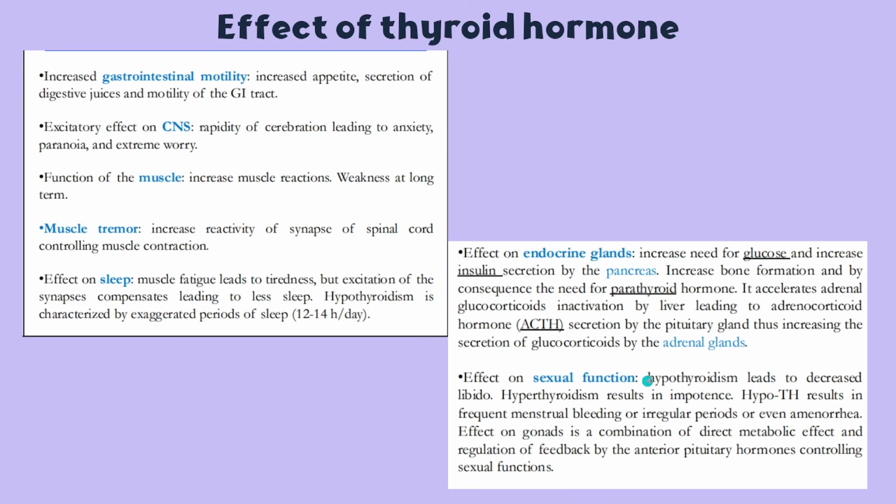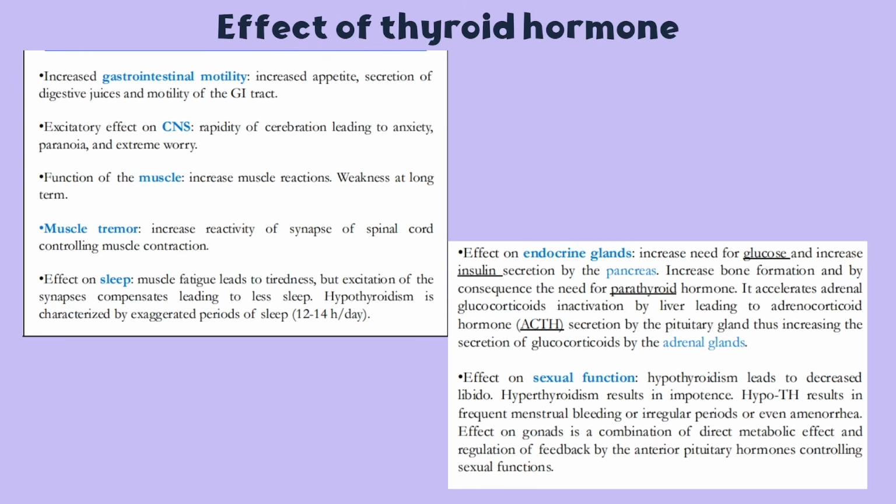Now in sexual function, hypothyroidism decreases libido. Hyper causes erectile dysfunction or impotence. Hypothyroidism in women causes frequent menstrual bleeding. So bleed too much, irregular bleeding, irregular periods. That means instead of getting it every month, which is the normal, let's say you get it 1 month, skip the other, get it again, or skip 1 month, get it again, or get it 3 times in the same month, or even no periods at all, amenorrhea, not menopause, amenorrhea.